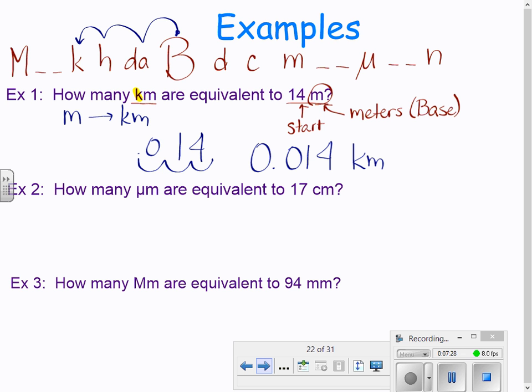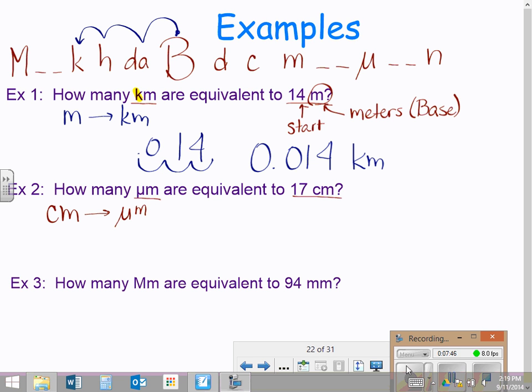So how many micrometer are equivalent to 17 centimeters? So again, we're going to start where it says 17 cm. So we're going to go from cm to micrometer. Okay, sorry. Interrupted. Let's go back. All right, so we were at centimeters going to micrometers.